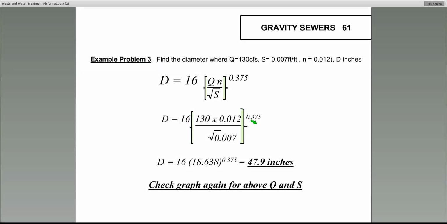Okay, find the diameter where Q equals 130, S is equal to 0.07, N equals 0.012, and D is in inches. Here's where you can go directly to the diameter of the pipe. If you know the Q is 130, N is equal to 0.012, and S is equal to 0.07, plug that into the formula. It comes out 47.9 inches, or 48 inches. So you can find the diameter of the pipe without going to the graph, just by using that formula, or you can check it by looking at the graph.